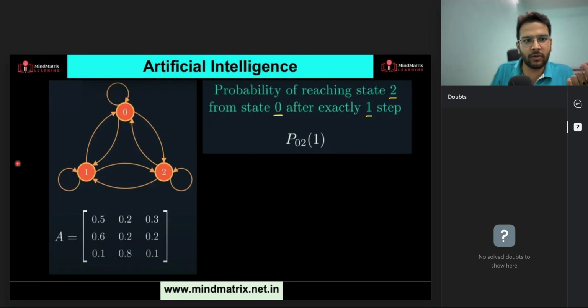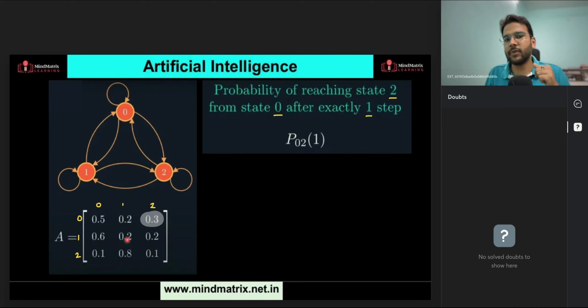I can write it like this also for your reference. This is 0, this is 1, this is 2. This is the adjacency matrix, right? Nothing else. So from 0 to 2, can I say this is the probability in just one step if you have to reach? So your answer will be 0.3. As simple as that.